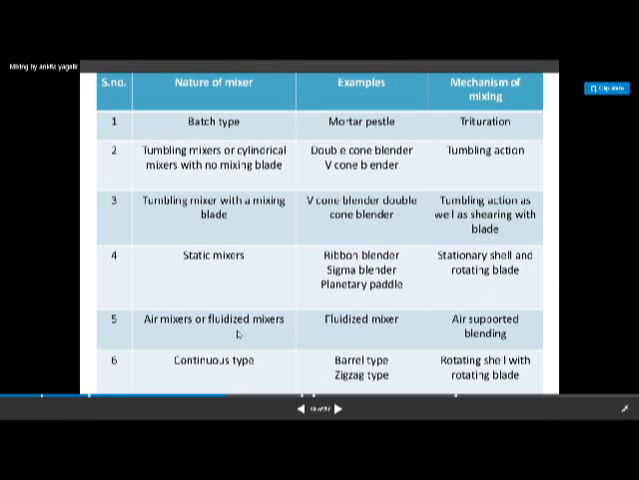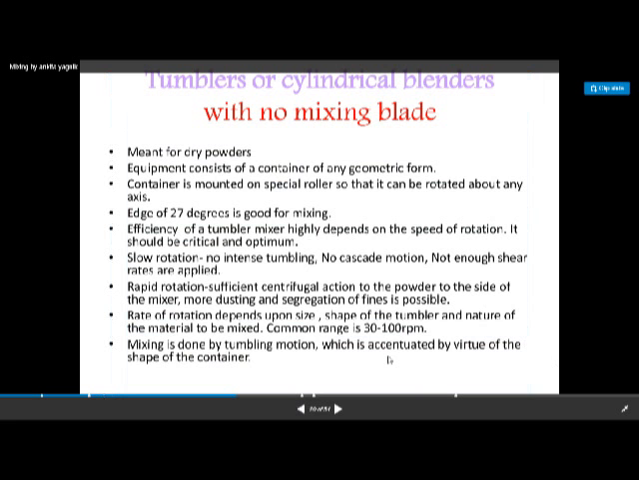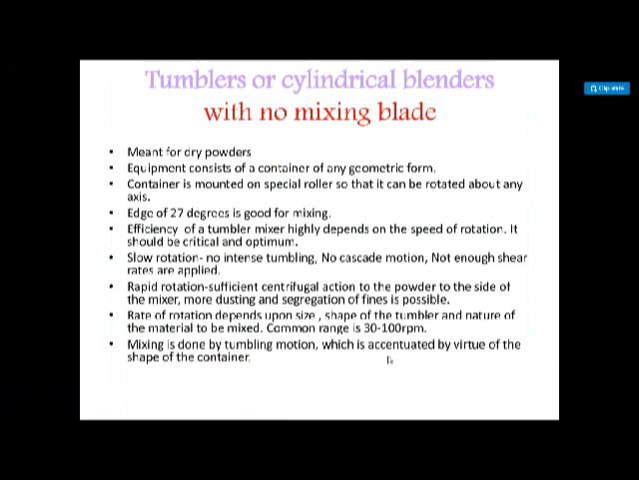Then air mixers or fluidized mixers. In this case the fluidized mixer is the example, and the mechanism is air supported blending. In continuous type, examples are parallel type and zigzag type, and rotating shell with rotating blade. These are the examples of the mechanisms of the mixer. Now first we'll discuss the most important type of mixing equipment, the tumbler mixers or tumblers. These are also called cylindrical blenders.